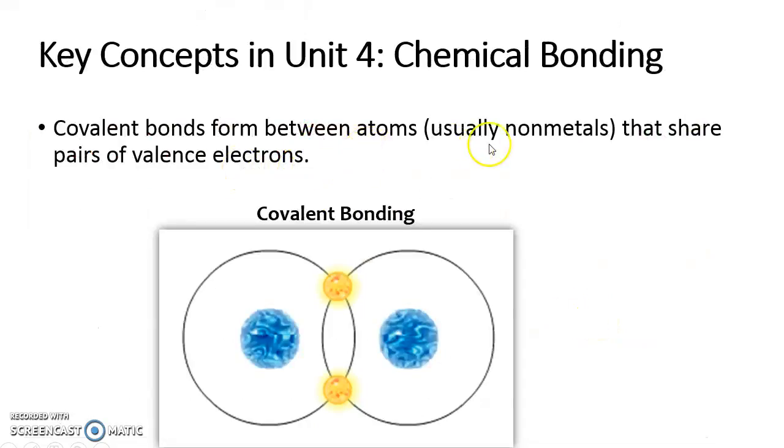Covalent bonds form between atoms, usually nonmetals, that share pairs of valence electrons. So unlike an ionic bond where you're actually giving an electron away, covalent bonding involves sharing. And you can actually see their orbitals are overlapping. So these two atoms, maybe this is hydrogen and this is hydrogen, and they're sharing these 2 electrons. You can see the orbital overlap right there with the 2 electrons. That'll be the bond right there.